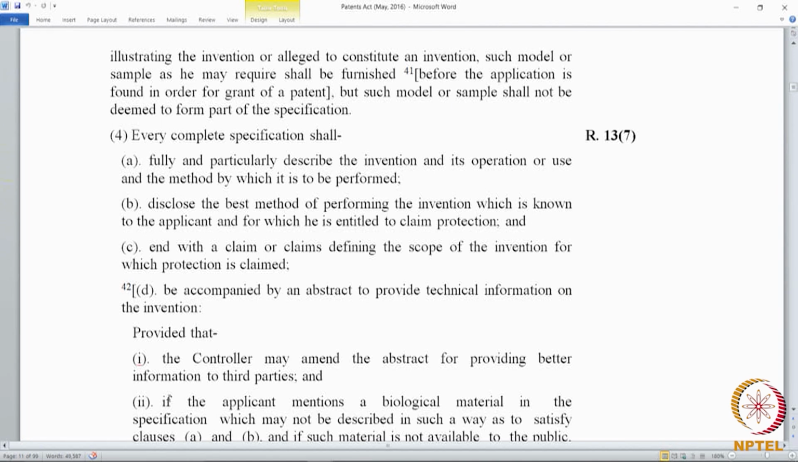So, the claims should ideally come at the end of the complete specification and they should define the scope of the invention for which protection is claimed. So, this provision tells us that it is the claims that are enforced and protected. When a patentee files an infringement suit after the grant of a patent, it is the claims that he is going to enforce against the infringer.